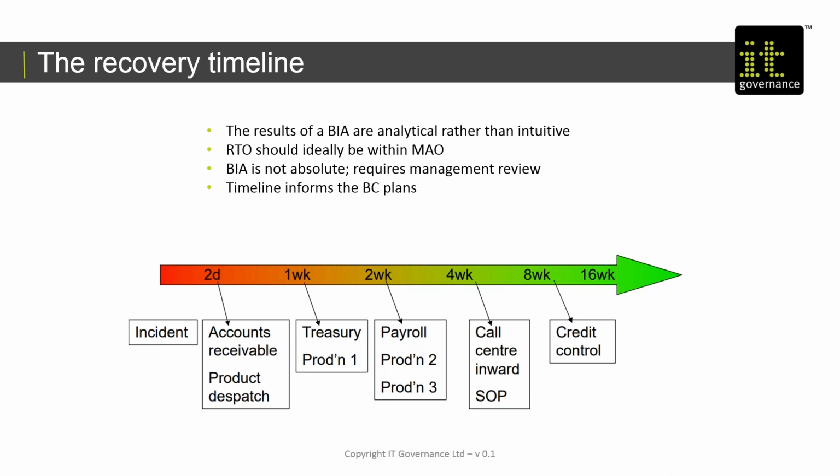But management should review the results of the BIA, because very often top managers might be able to see something that doesn't look quite right, and they can ask for something to be looked at again. It's not a perfect science after all. So this timeline informs the business continuity plans via the strategy, I would say.